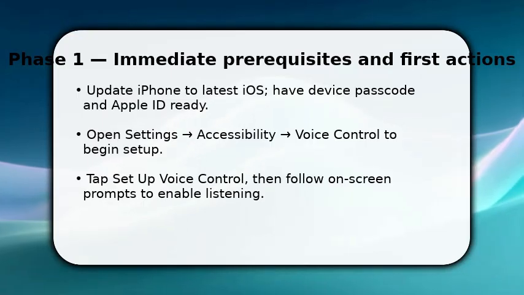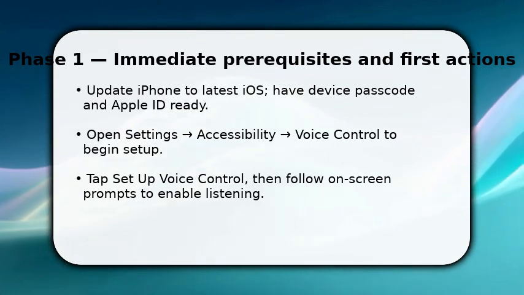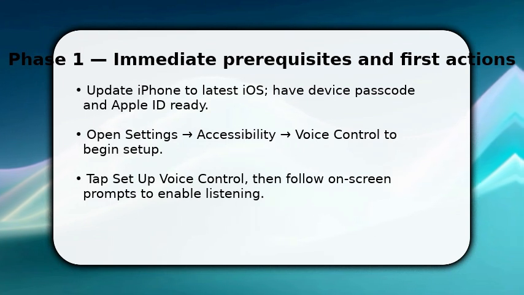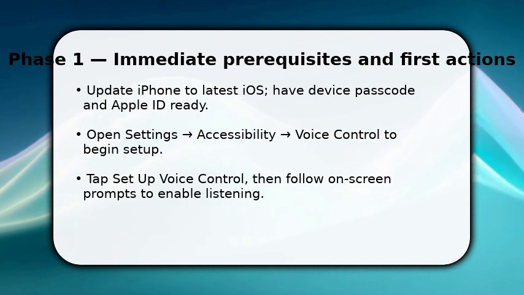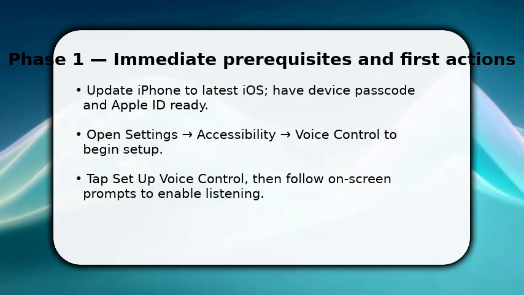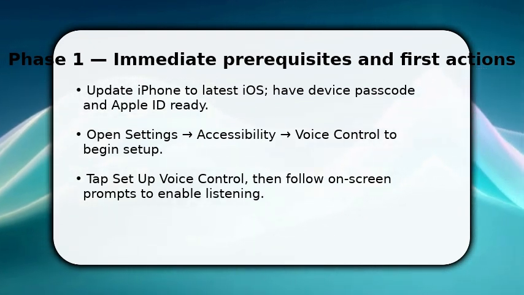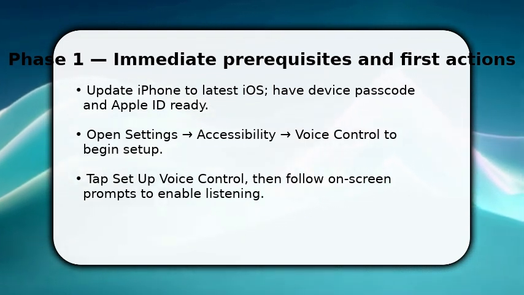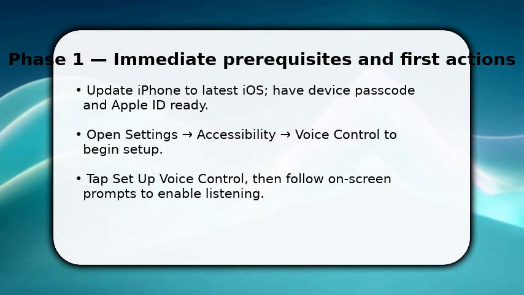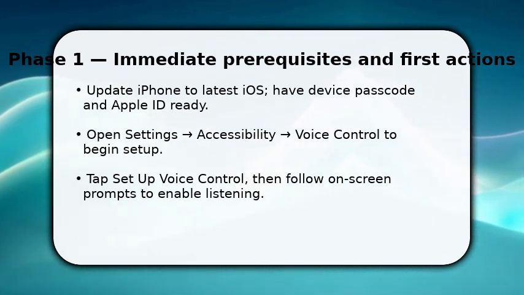You start now by confirming basics. iOS is updated, and you know your device passcode. This prevents setup interruptions. Open Settings, go to Accessibility, then Voice Control. Once you tap Setup Voice Control, the phone downloads any necessary language files and turns listening on. Make sure to keep the phone unlocked while files install, because the system needs permissions to record voice models.